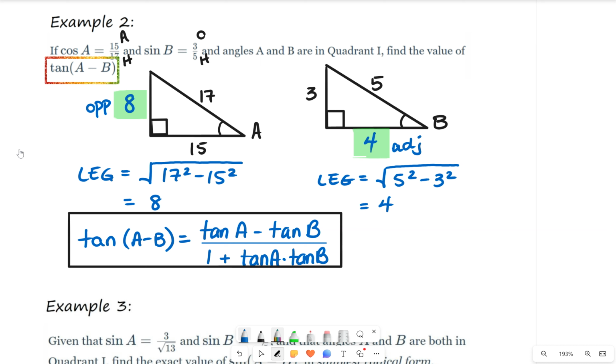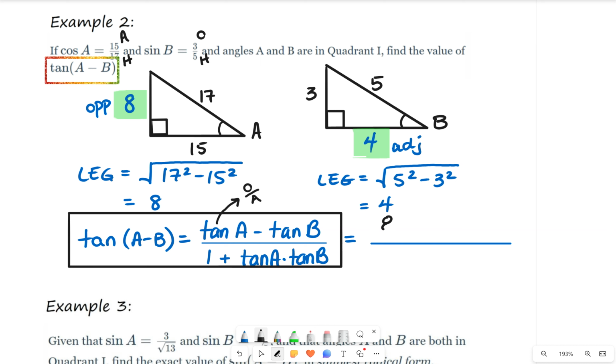So tangent A is what ratio? We need it to be O over A. In other words, opposite over adjacent. So let's go ahead and substitute every single one of those values. So I'm going to put my ratio line. Tangent A, standing here at angle A, is the opposite over the adjacent. So opposite over adjacent is 8 over 15.